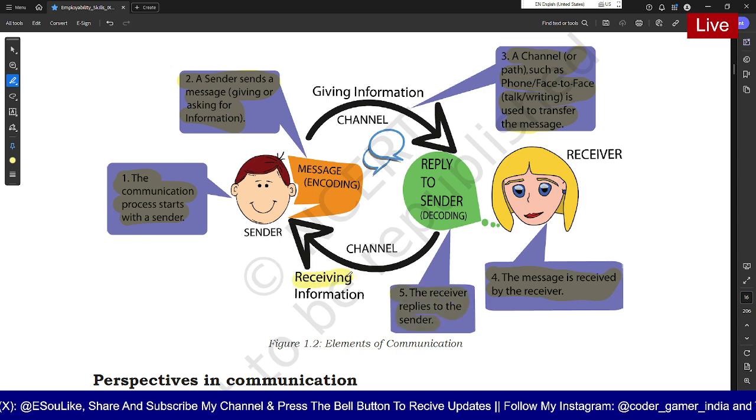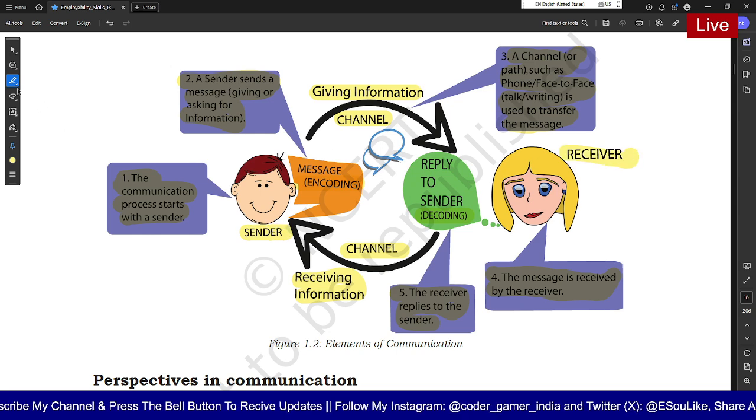So what happens here? Receiving the information, channel, encoding, decoding, again channel, giving information. This is the sender and this is the receiver. So we can understand it very clearly.